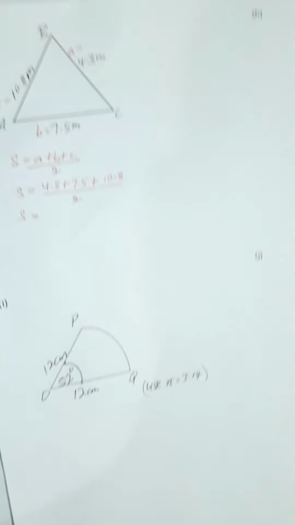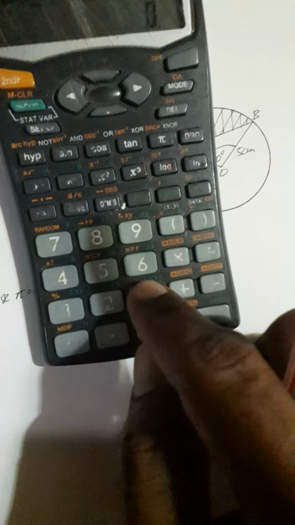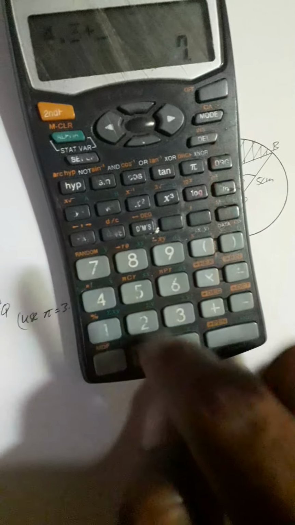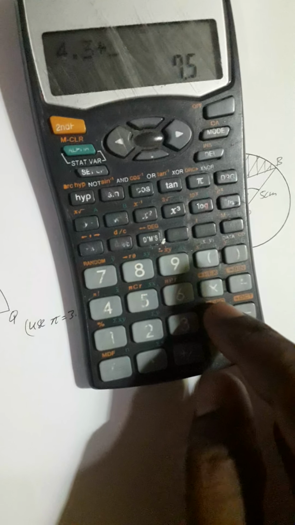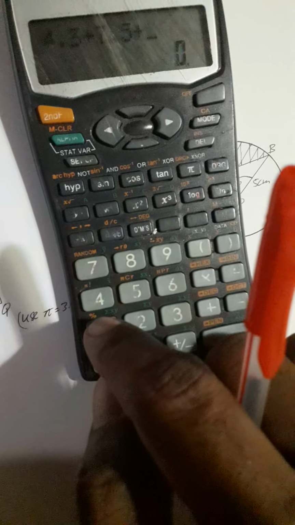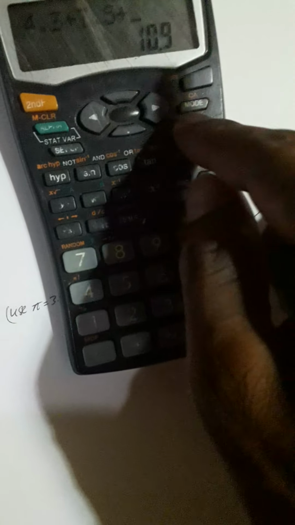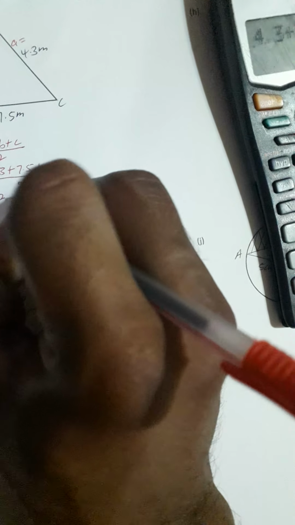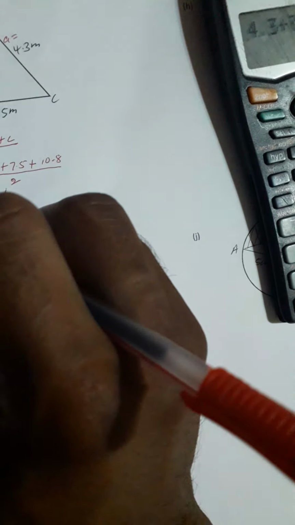So let's see, let us use our calculator. 4.3 plus 7.5 plus 10.8 gives us 22.6. 22.6 divided by 2. If we divide our answer by 2 here, we should get 11.3.